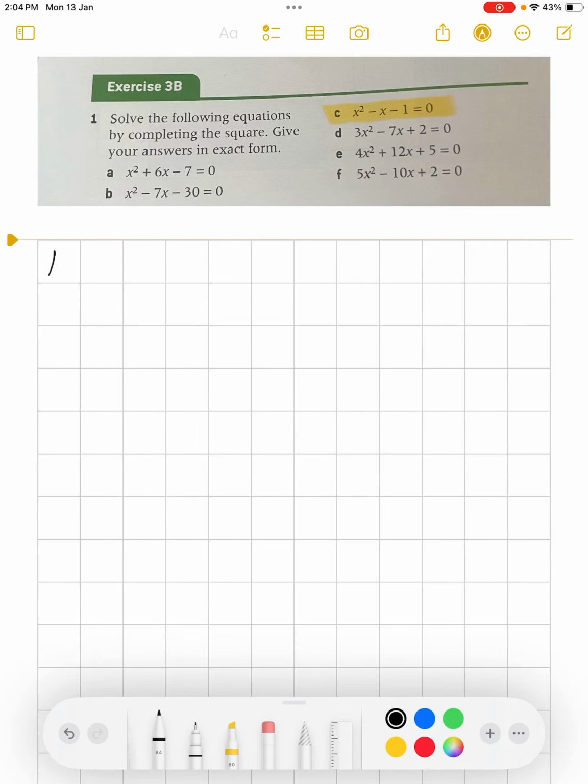I'm going to be looking at question 1 part C. This is: solve the following equations by completing the square. Give your answers in exact form.